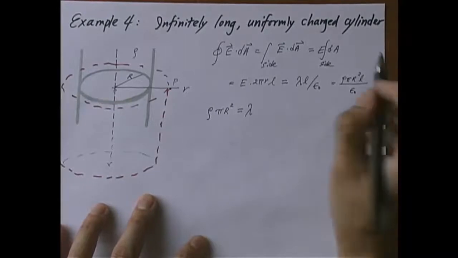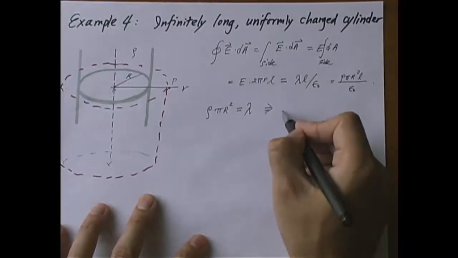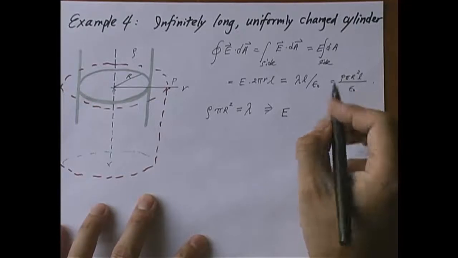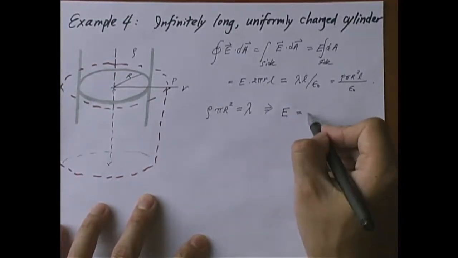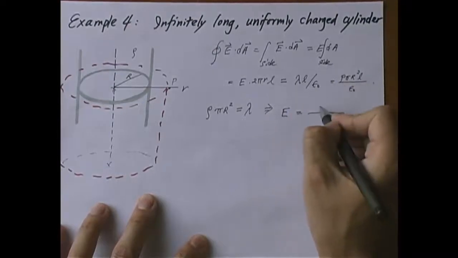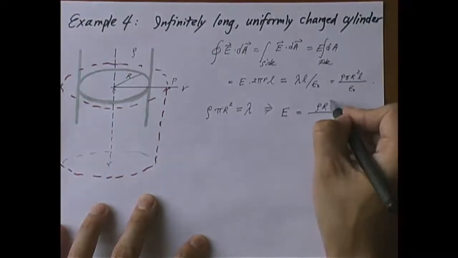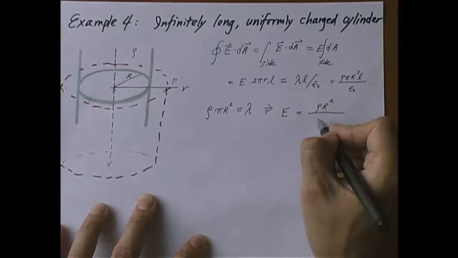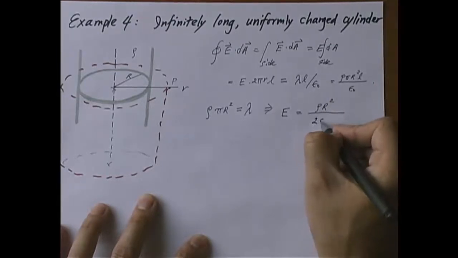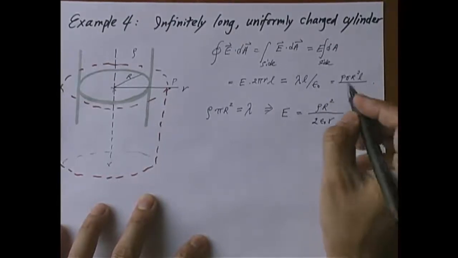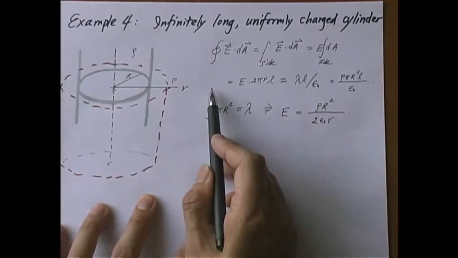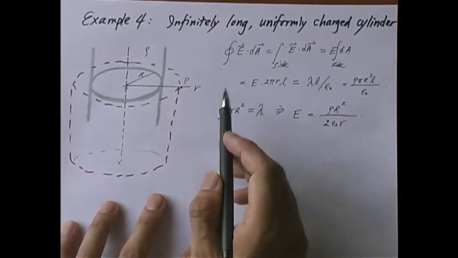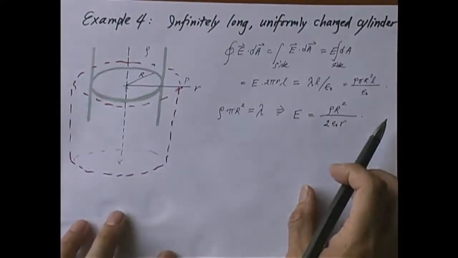And now we can go ahead and solve for E. E outside equals what? You move that 2 pi r down here. Okay, pi and pi cancel. It's rho R squared, L and L cancel, over 2 epsilon naught r. That is the electric field outside, and it's radially outward as far as the direction is concerned. So it's pretty much the same as the previous example.